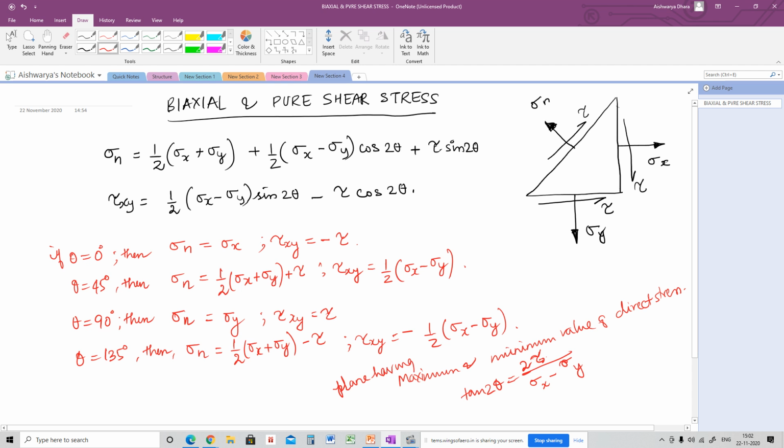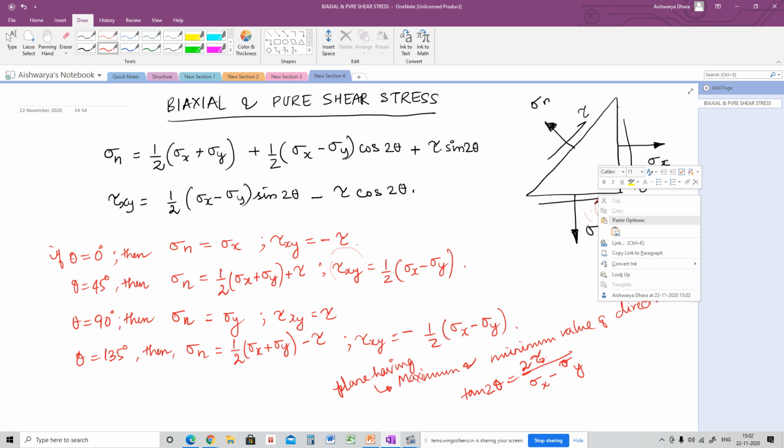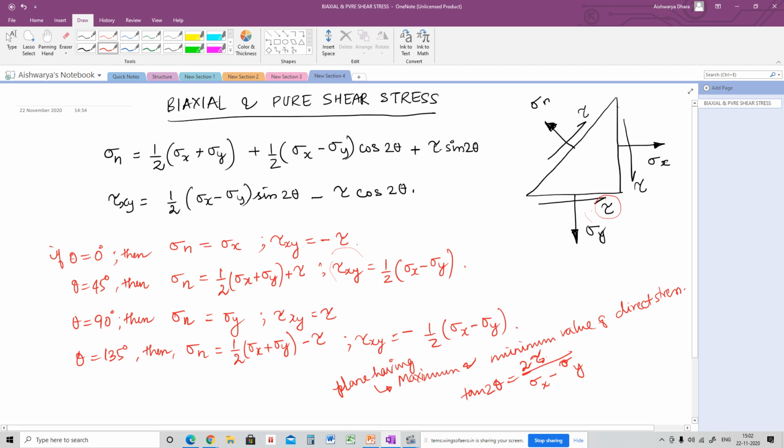Is that tau xy, ma'am? No, this tau is different, xy is different. Xy means the complete value. Tau is the one which is acting on the body. It will depend on the convention. Just understand that tau is acting on the body, and sigma x and sigma y are the direct stress. Sigma n is a normal stress.